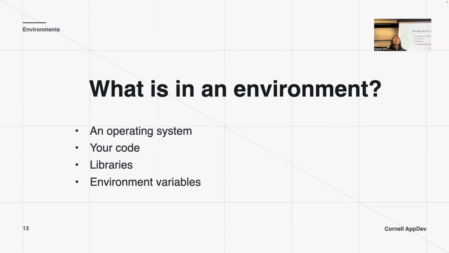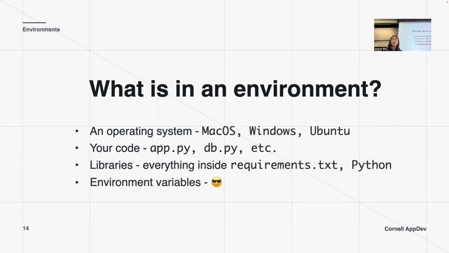So this composes things like your app.py, your db.py, for example. The libraries, which are all the dependencies that you might have installed when you pip install -r requirements.txt, essentially the building blocks or some tools you might need to ensure that your app is functioning properly. And then lastly, environment variables, which we'll dive a little bit deeper into.